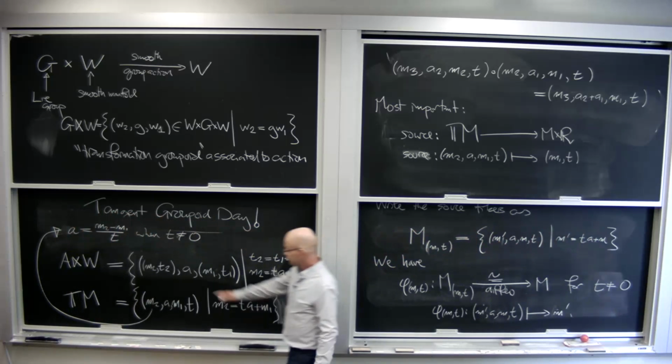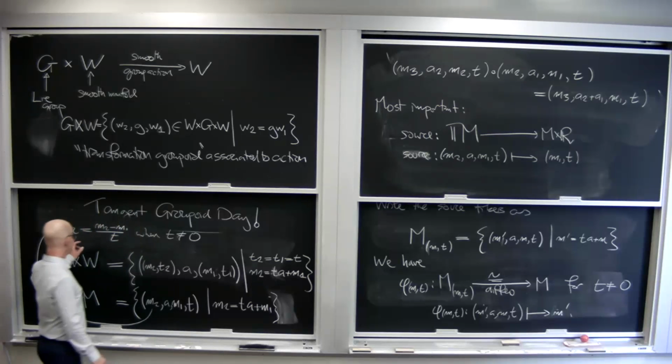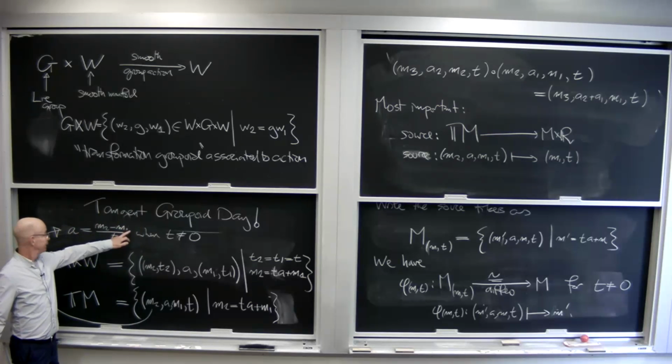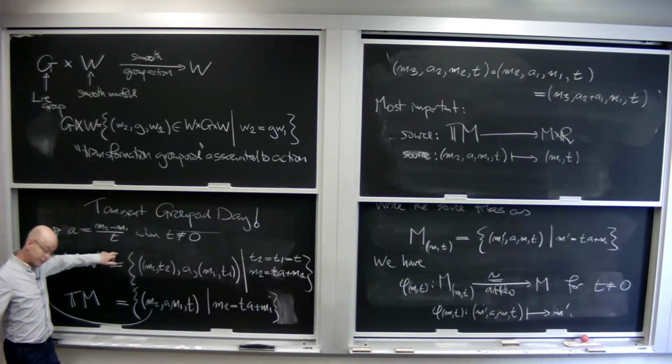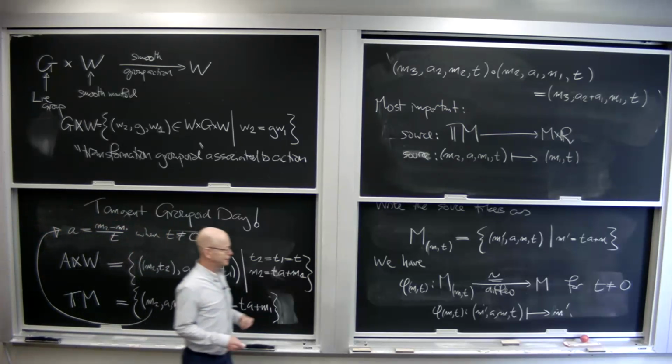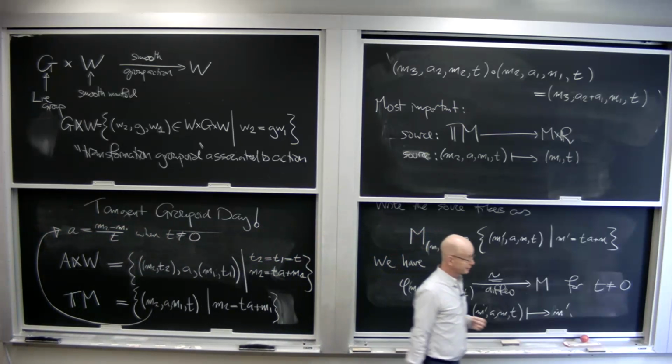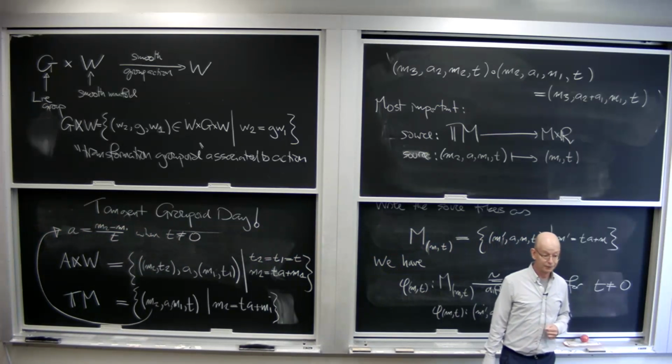I mean, if I had a function on the manifold M, I could take f of M2 minus f of M1, divided by T. And as T went to 0, that somehow would be like a derivative, wouldn't it? So there are tangent vectors lurking, and we'll make that explicit in due course. Thank you. You're welcome.